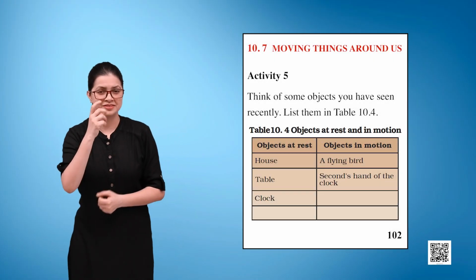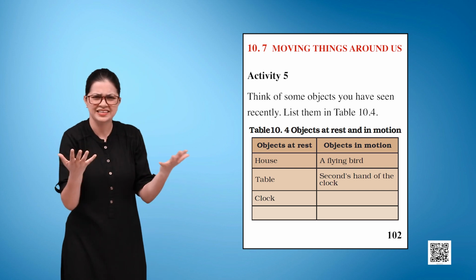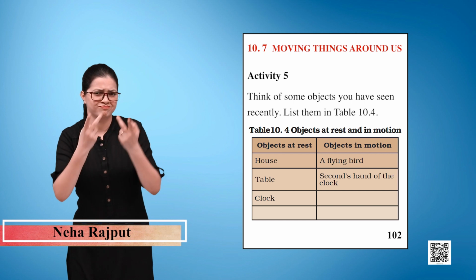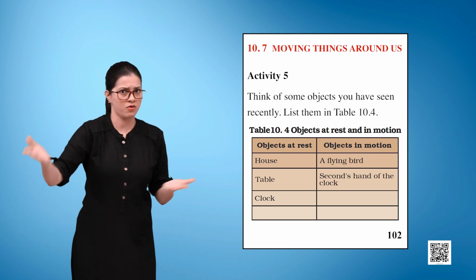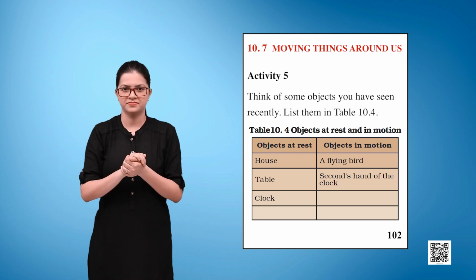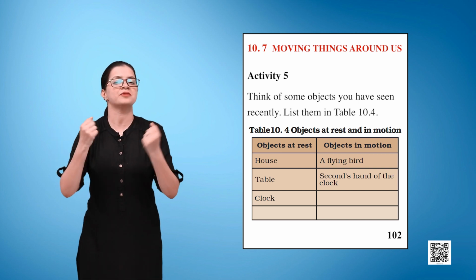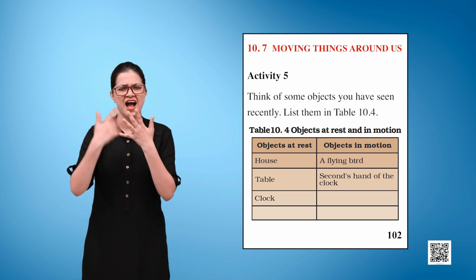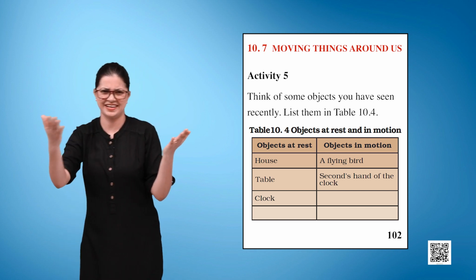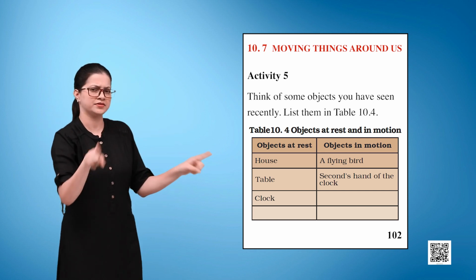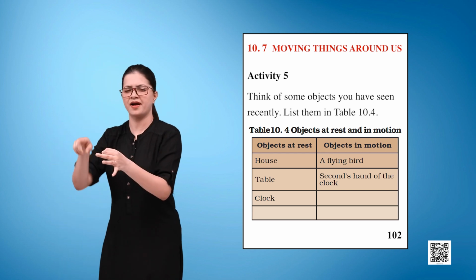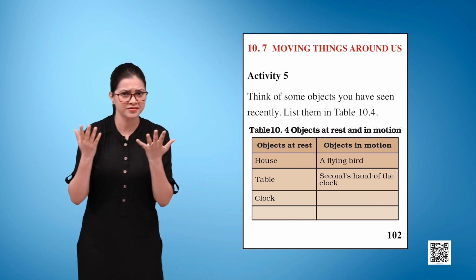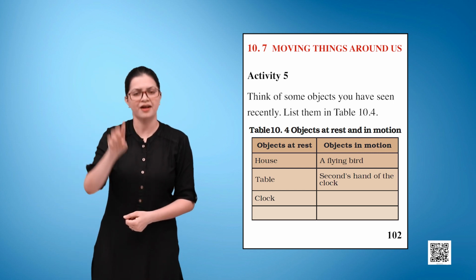10.7 Moving things around us. Activity 5. Think of some objects you have seen recently. List them in Table 10.4.